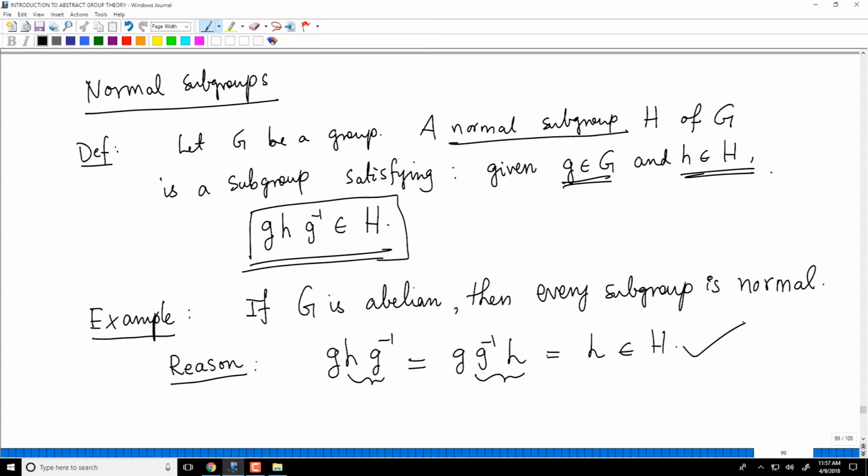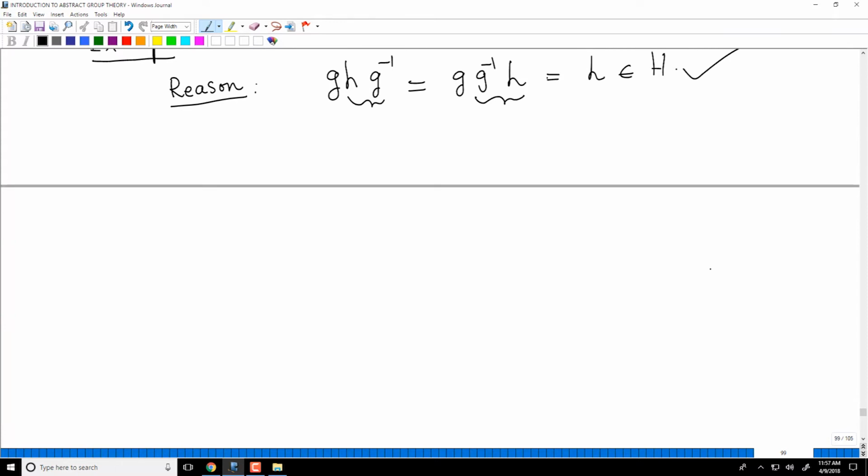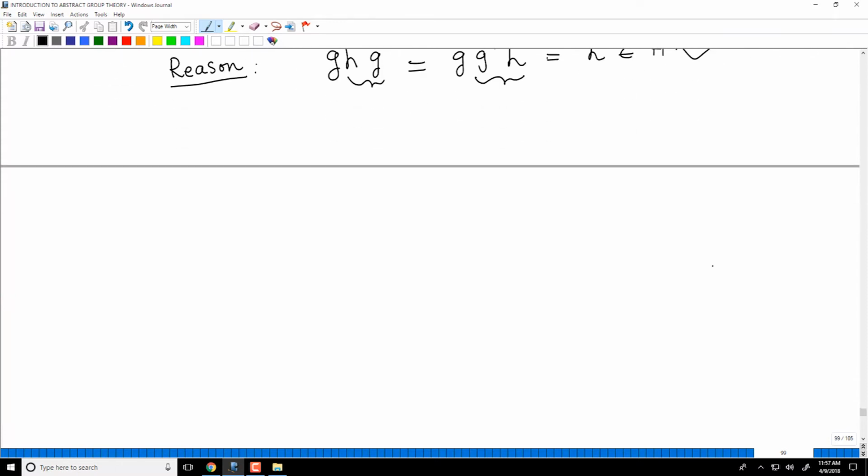So normal subgroups really are interesting when you do not have an abelian group. If you have an abelian group, every subgroup is normal, so it's not an interesting new concept. On the other hand, if you have a non-abelian group, you can have subgroups which are not normal.